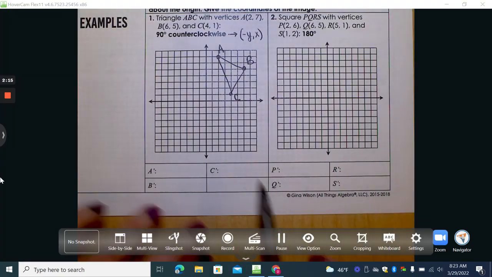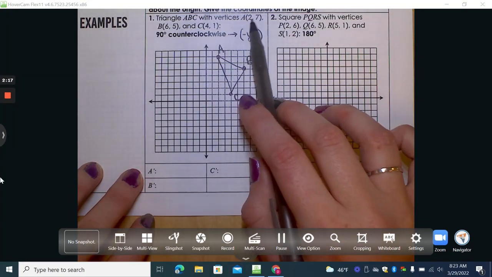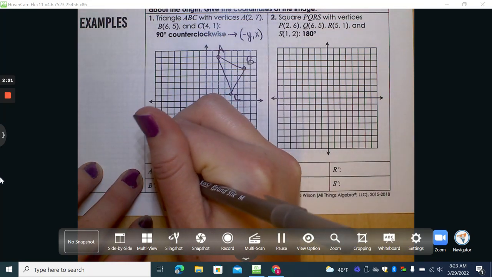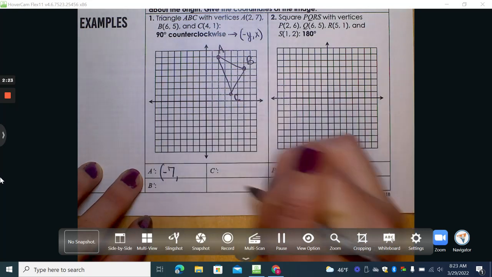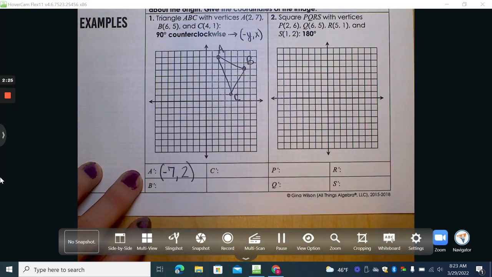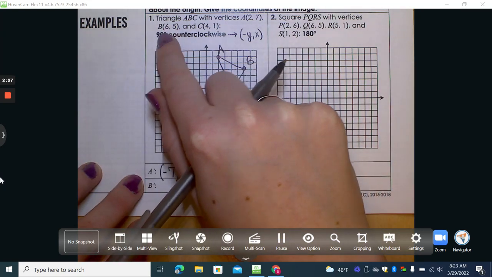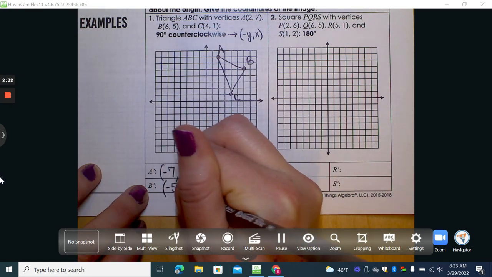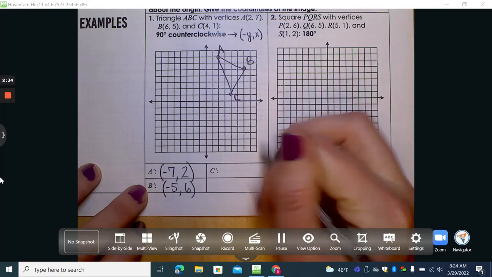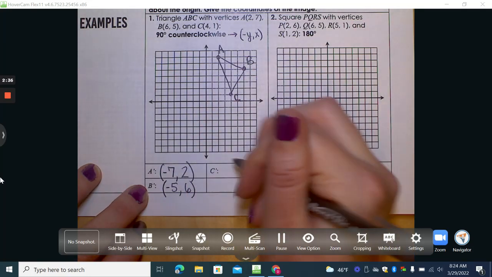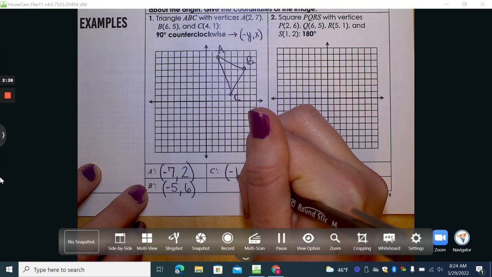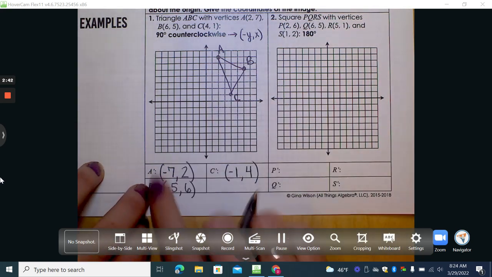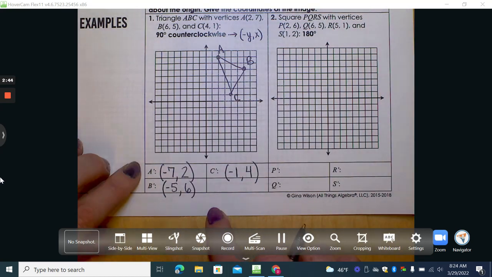Negative y, comma, x. So if A is (2, 7), that 7 is going to actually go to the beginning and become its opposite, negative 7. And the 2 will go at the end. For (6, 5), I'm going to flip the 5 to the beginning, and it's going to become (negative 5, 6). And (4, 1) is going to flip around and become (negative 1, 4). And these are the points I'm now going to graph.